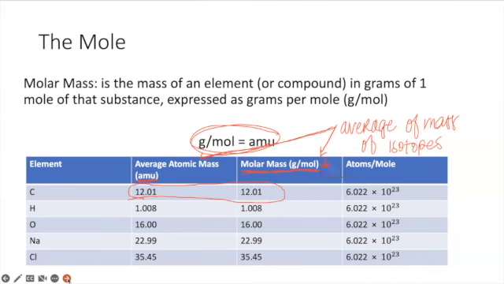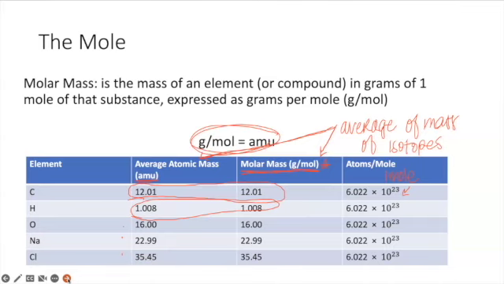How many moles? In 1 mole of carbon, there's always going to be 6.022 times 10 to the 23rd atoms. If we were to look at the periodic table and do the same thing, in 1 mole, the mass listed on the periodic table is 1.008, but it still only has 1 mole of atoms in it, therefore Avogadro's number, and so on and so forth.